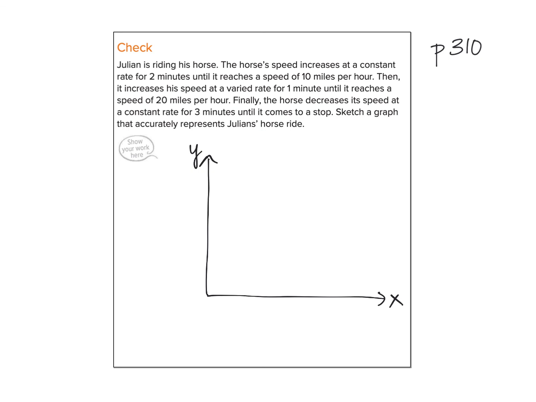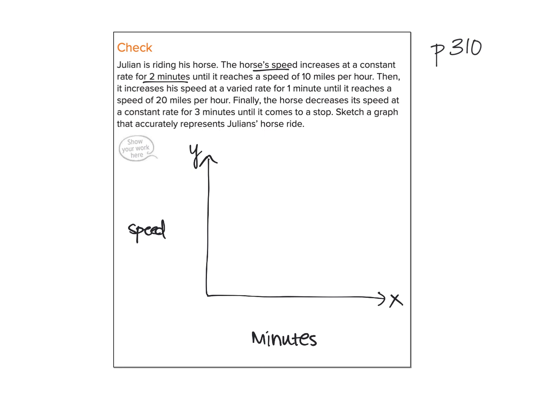Okay, and I just want you guys to look at some numbers. This is Julian is riding his horse. So he's got the horse's speed and then minutes. So I'm going to come and put minutes down here. And I'm going to put speed up here. Now, this is not going to be a perfect graph because they didn't give us a graph paper in here. I wish they would have.